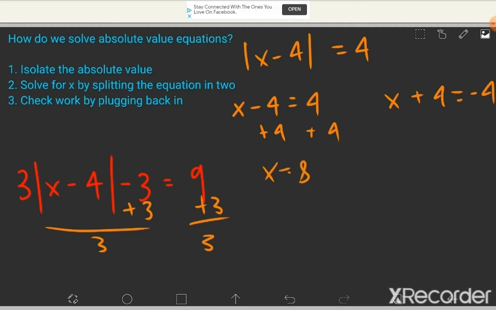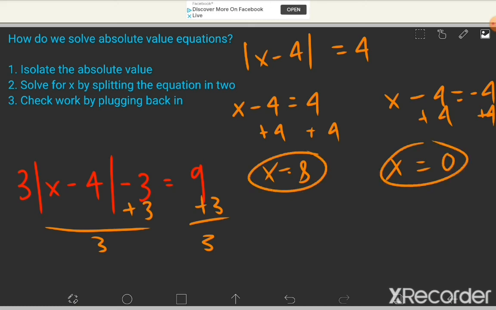And here we will solve by, oops, that's incorrect. This would be x minus 4 equals negative 4. So we will add 4 on both sides, and that will be x equals 0. Now we want to plug these back in to check.